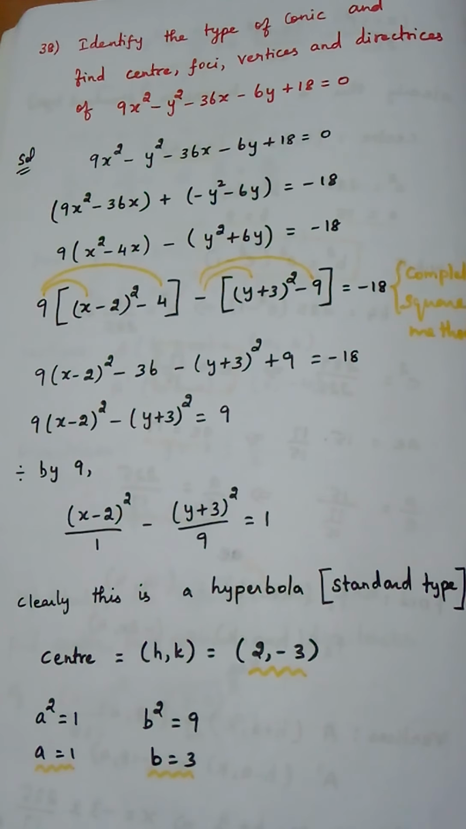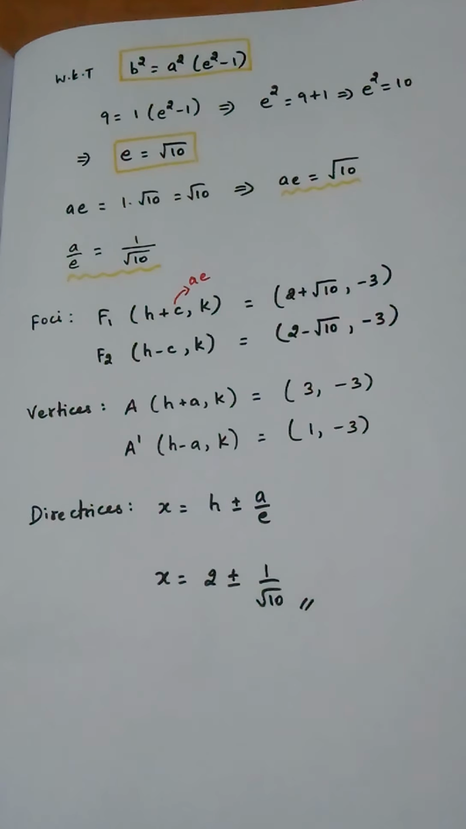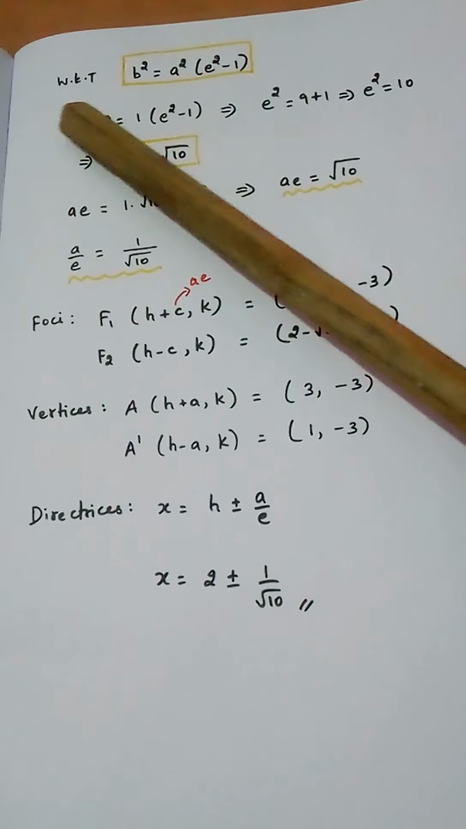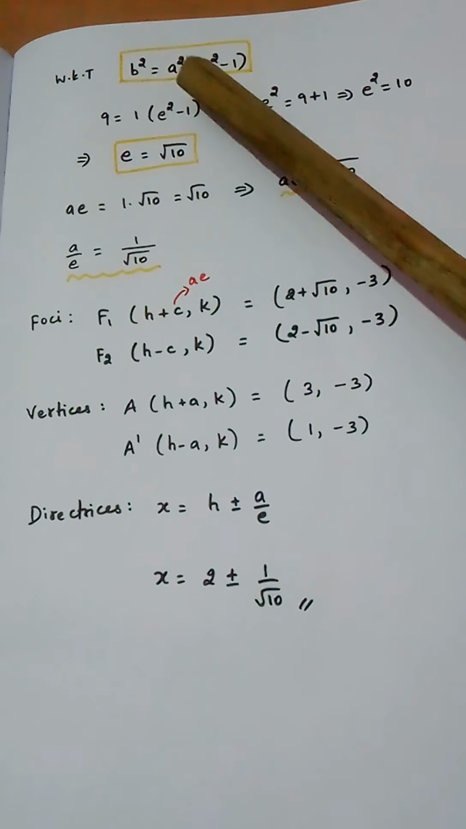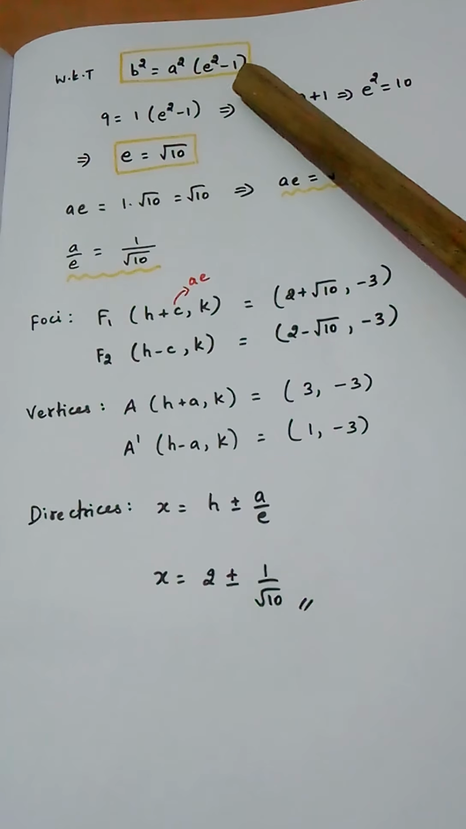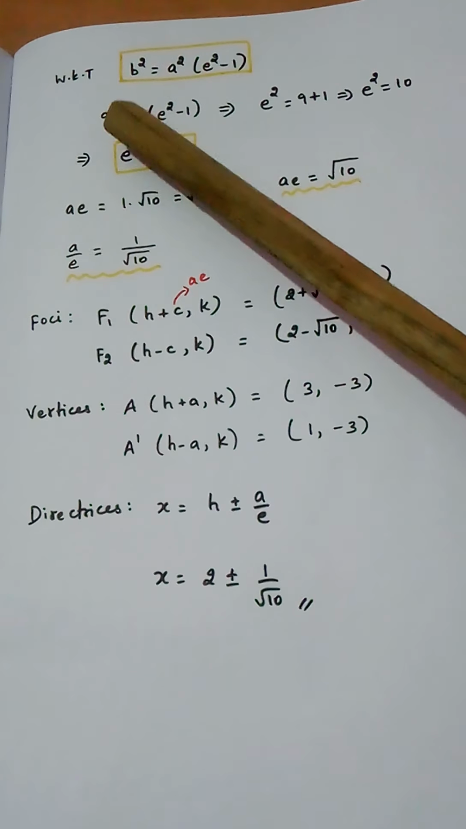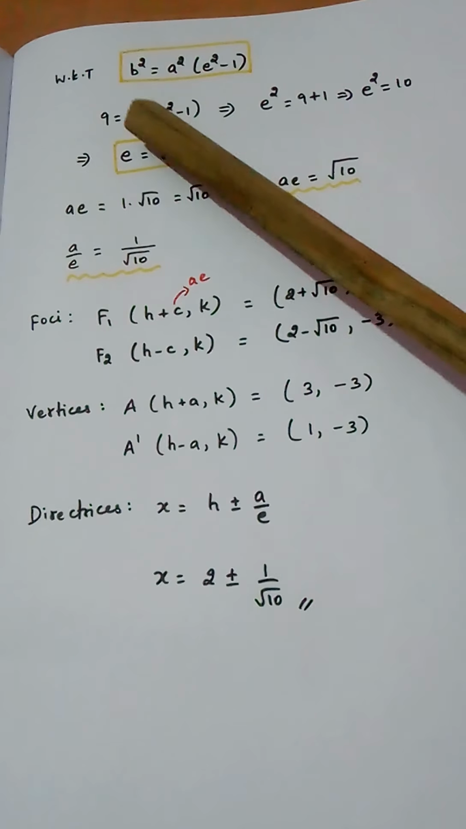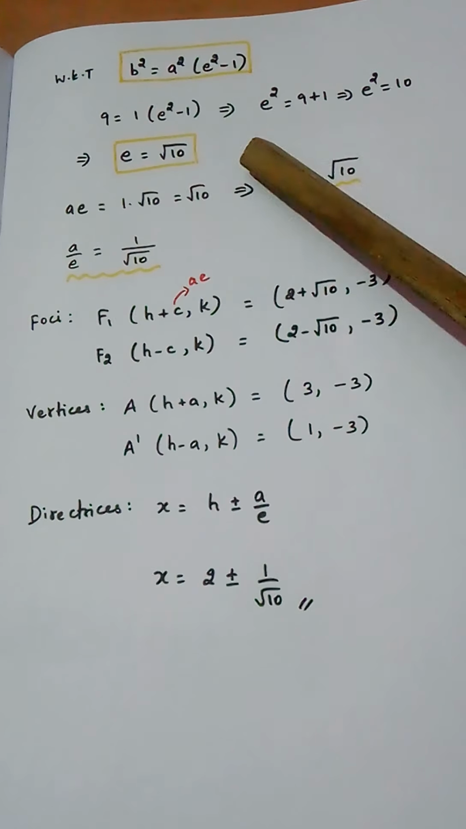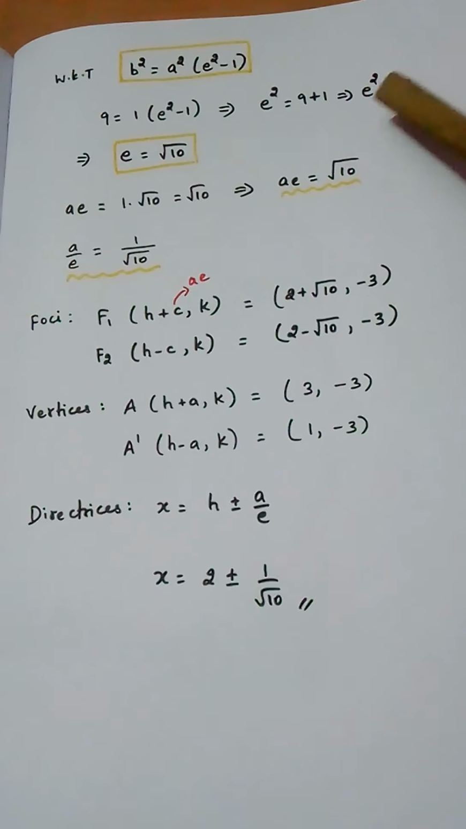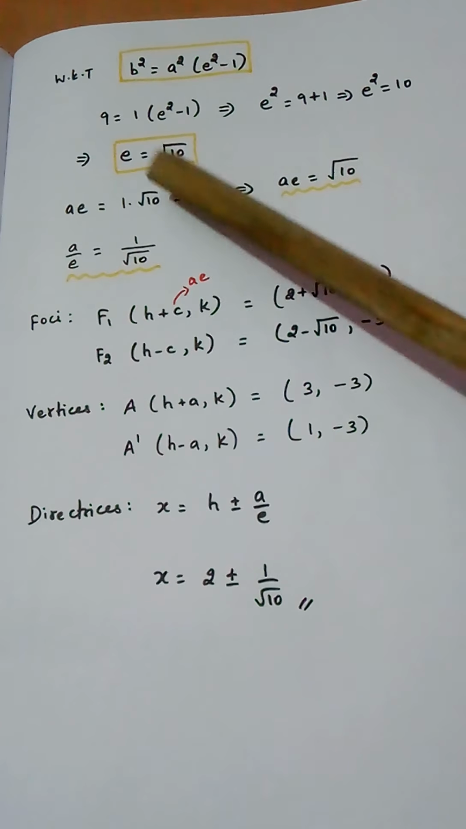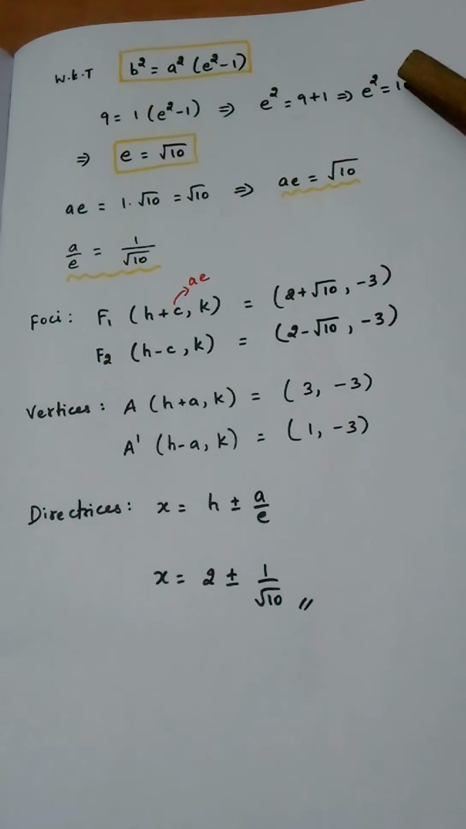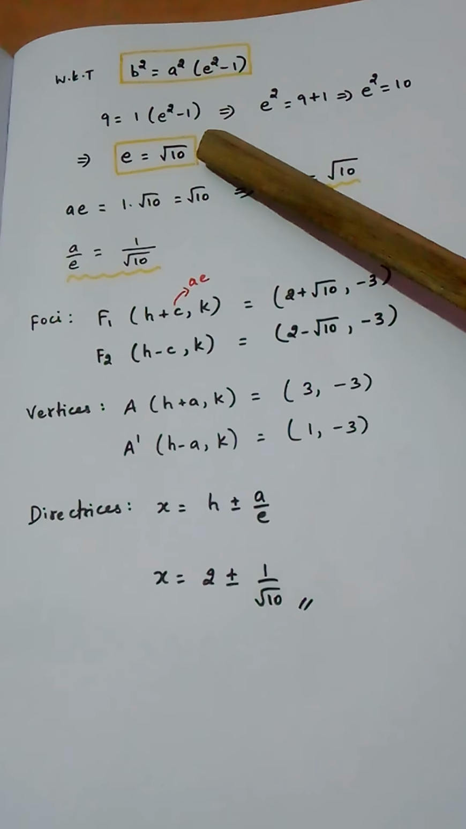So what is our next step? Next step is to find eccentricity. So what formula will we be using? We know that the hyperbola formula is b square is equal to a square into e square minus 1. Substitute the values, b square value, a square value, all we know. So e square minus 1, 9 by 1 is 9. This simplification you will understand, I think. So we are getting e square is equal to 10, from which e is equal to root 10. Eccentricity value we got here.